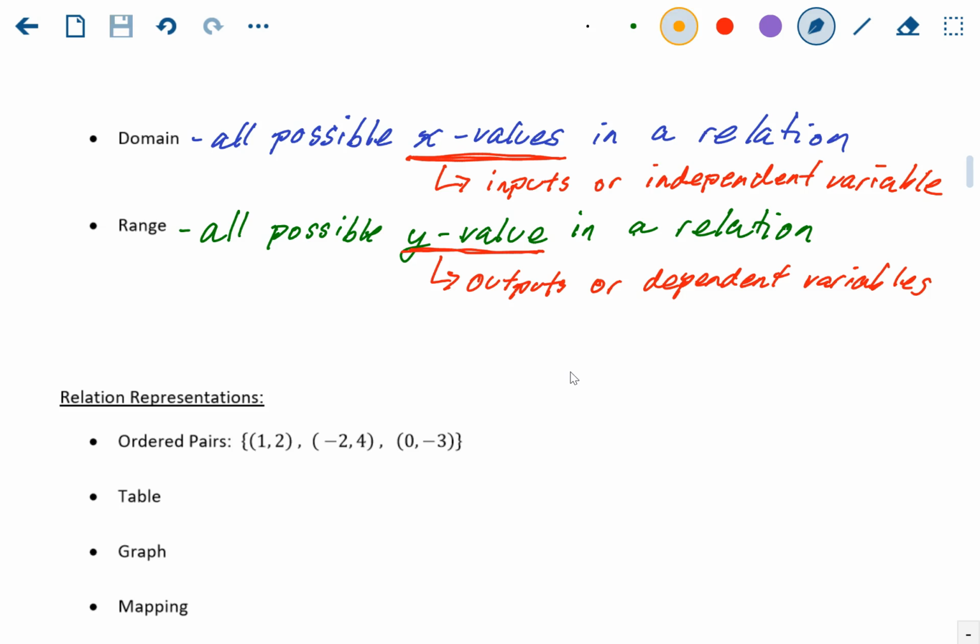All right, how do we write domain and range? Well, there's two common ways that you'll see it. You'll either see just all the numbers listed out inside of curly brackets, or you'll see it written as an inequality.